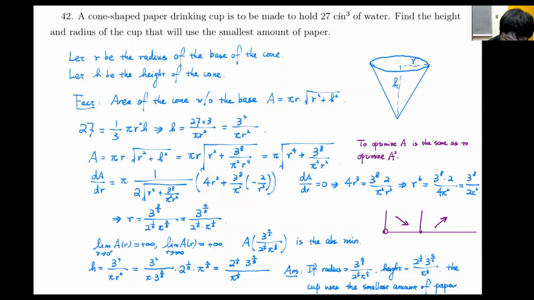But if you directly start from A squared, A squared is precisely the inner function, namely pi squared times r to the 4th plus 3 to the 8th divided by pi squared r squared. So you could directly start from this expression and take the derivative, and you will come to the same equation as well. If you notice this fact, then you don't need to bother with this annoying factor in the front. So this is the first remark that can help to simplify the computation.